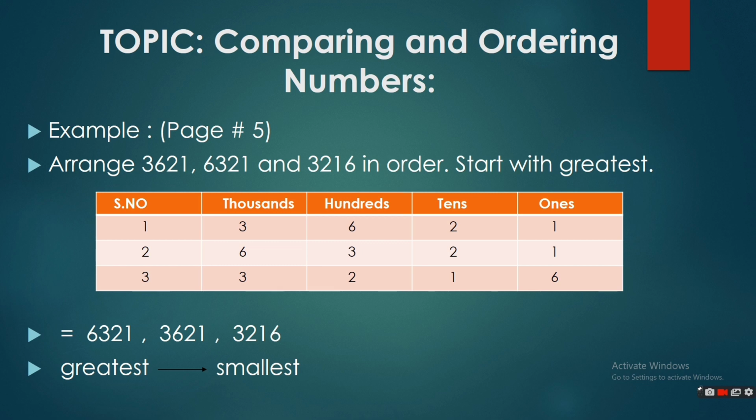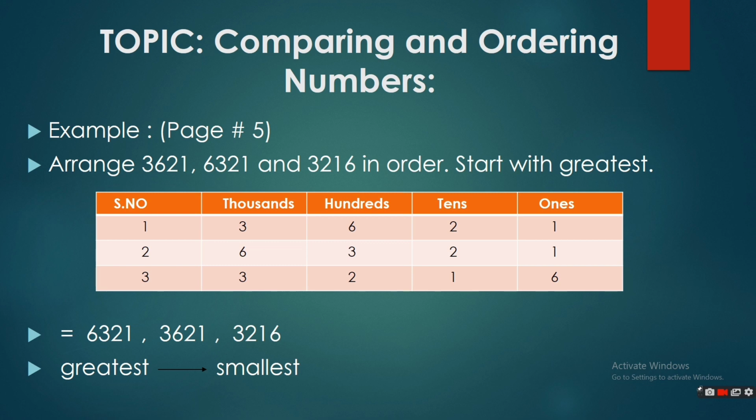Now example on page number 5 is arrange 3621, 6321 and 3216 in order. Start with greatest. First we have to write these numbers in the place value chart as ones digit in the ones column, tens digits in the tens column, hundreds digits in the hundreds column and thousands digits in the thousands column, and then we will compare them.